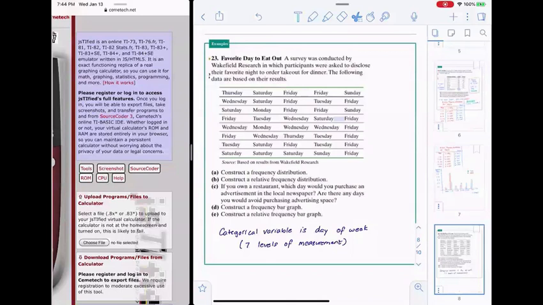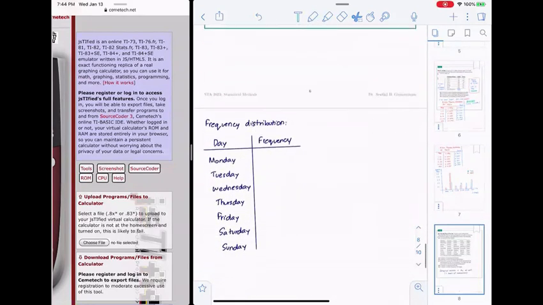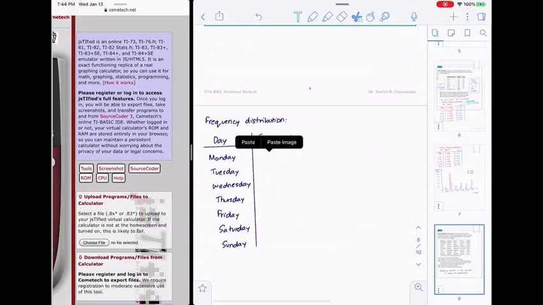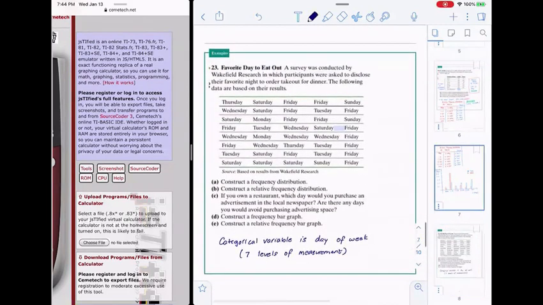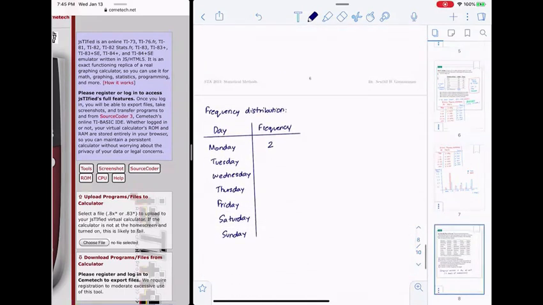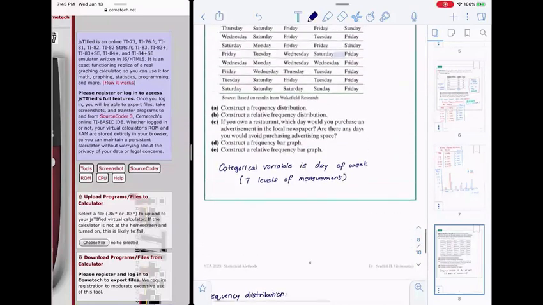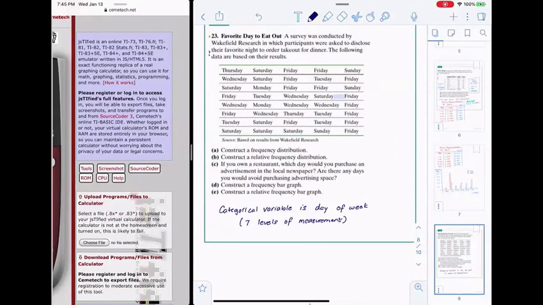So Monday, there is 1 in row 3, another 1 in row 5, and that is all I see. So Monday we have 2. Tuesday there is 1, 2, 3, 4, 5. Wednesday we have 1, 2, 3, 4, 5, 6. That's it.